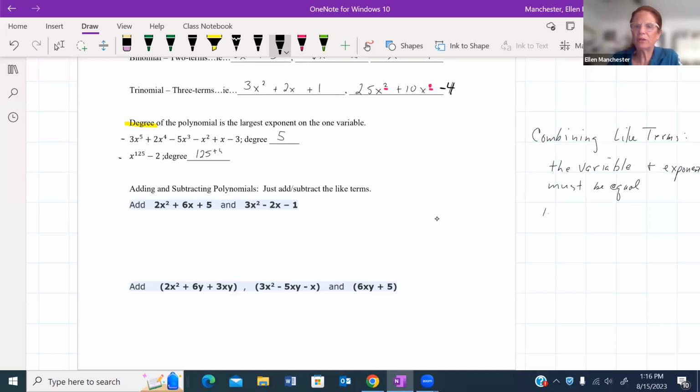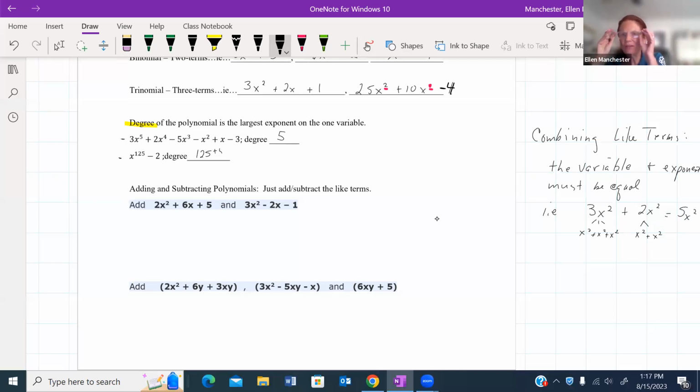Okay, so for instance, if I had 3x squared and 2x squared, and I wanted you to add these two, these are like terms because the x squared is what you're looking at. You could literally look at this as I have 3 of these and I have 2 of these. How many total? I have 5 x squareds.